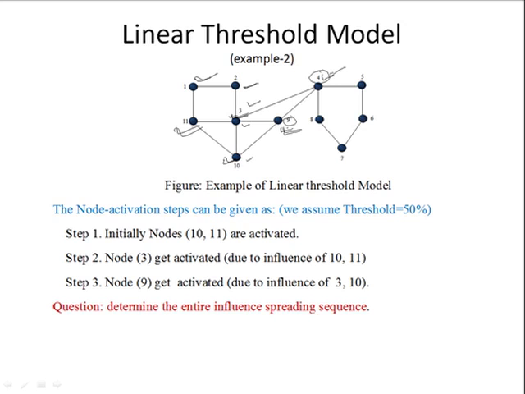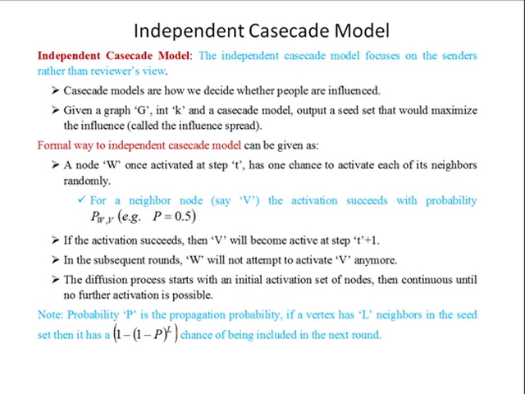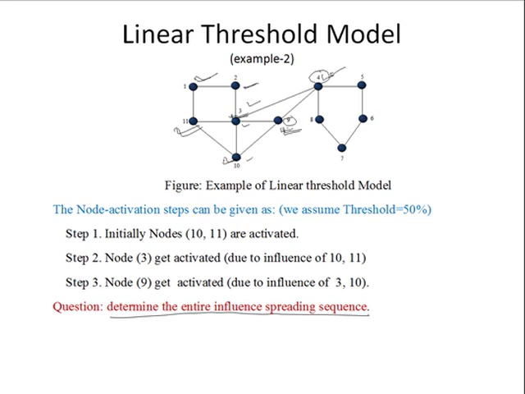Now the question is, determine the entire influence spreading sequence. Is it possible to influence node 5, 6, 7 or 8? It is possible if we reduce the threshold. Suppose one node is activated, then it can activate its nearest neighbor. Here we activated node 3. If we reduce this threshold from two activated neighbors to only one activated neighbor, then it is possible to spread the activation in the entire graph.